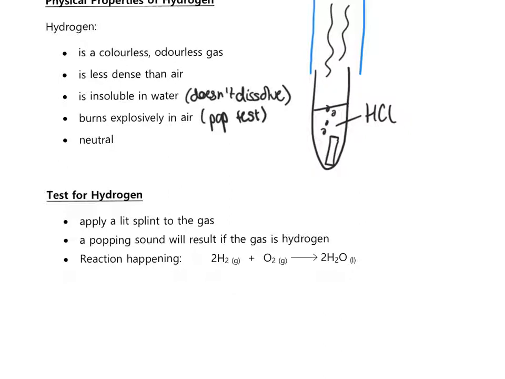And the reaction happening is actually hydrogen reacting with oxygen. So if you apply a lit splint to something, you're trying to burn it, and burning is the reaction with oxygen. So when hydrogen reacts with oxygen, we get water, and the balanced symbol equation for that is given to you there. So hydrogen gas reacting with oxygen gas to give water, which is a liquid, and that's what your little state symbols mean there.